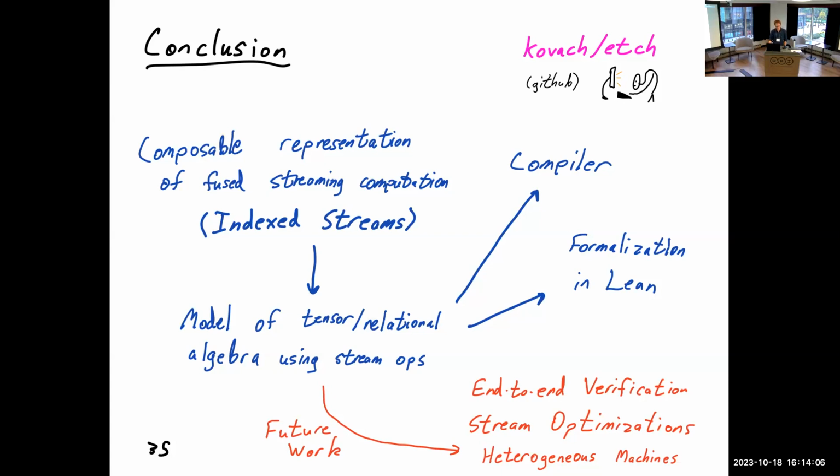So this entails ensuring that the syntactic representations of streams that we use for compilation match up with their mathematical model, and then connecting that with the proof that that model is correct. And it involves some low-level reasoning about imperative code.